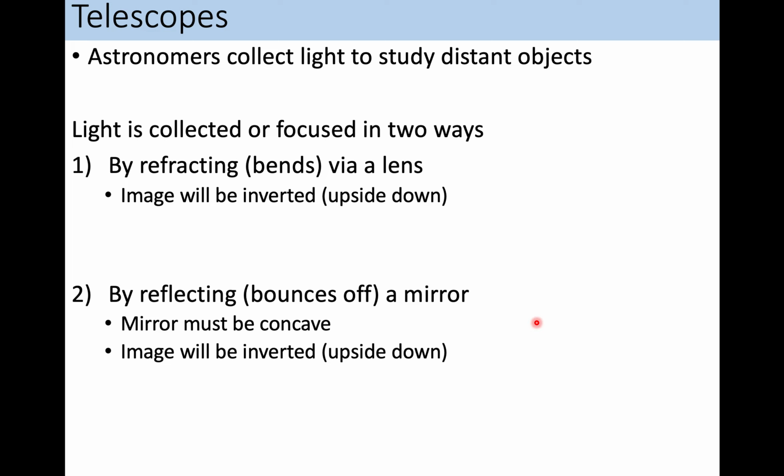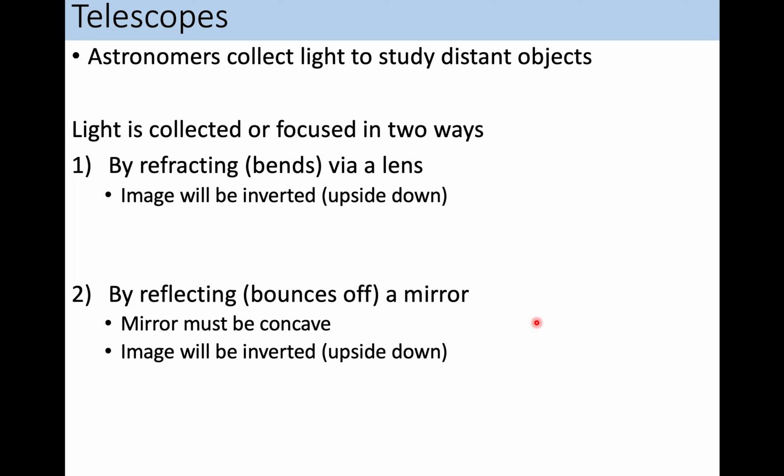So, now that we know about the types of light, how do we look at them? How do we observe this light out in space? So, astronomers use light to study distant objects. So there are two ways of viewing or collecting this light to study it. One being refracting and one being reflecting.